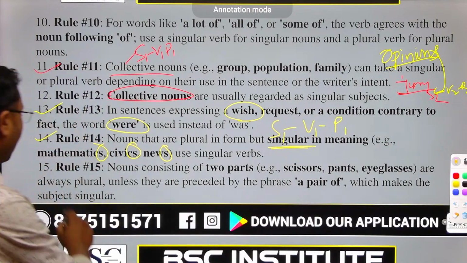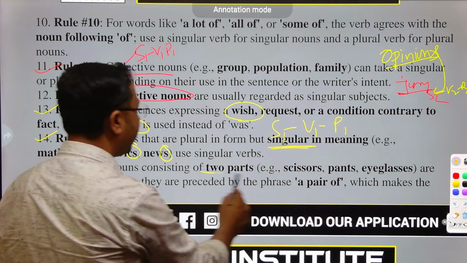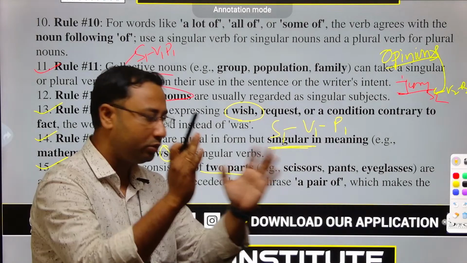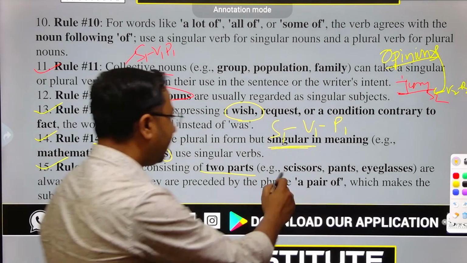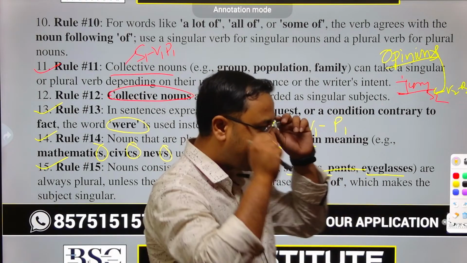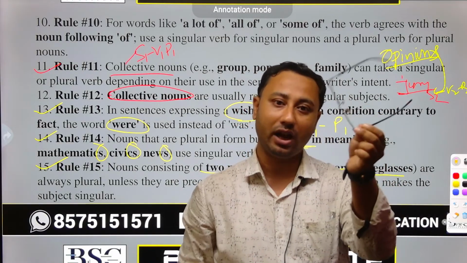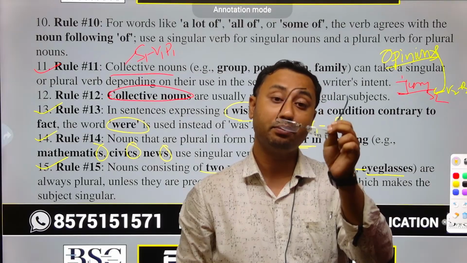Next, rule number 15, nouns consisting of two parts. So if there is any noun that has two parts, for example, what are they? Scissors, pants, eyeglasses. So for example, this is my eyeglass, right? It has two parts, so it is not singular. So the noun is not singular, it is plural itself.